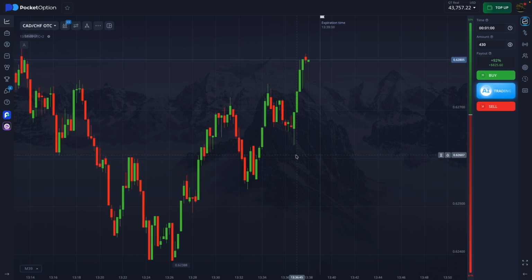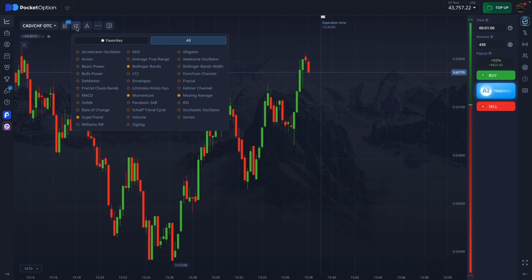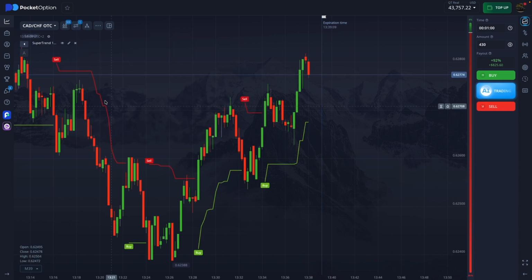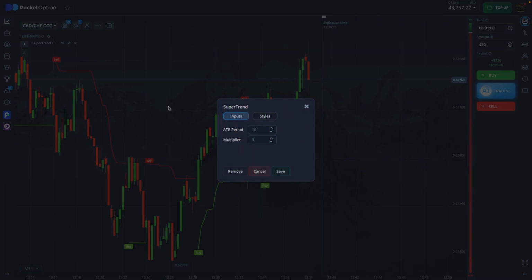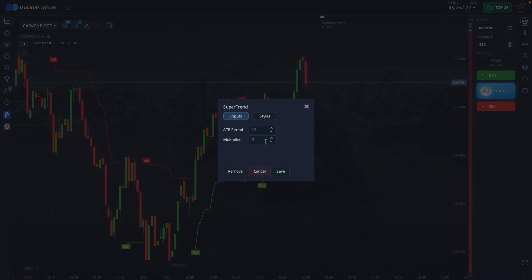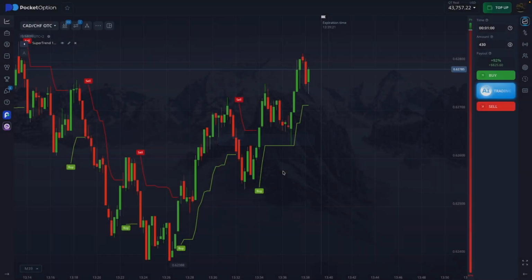So, first of all, I will add all the necessary indicators. Today, I will be using 4 indicators, and the first indicator I need today is called Super Trend. I am adding it to the chart, after which I go to the settings of this indicator, and here I set the period to 12 and the multiplier to 2.2. After that, without changing anything in the style, I simply close the settings window of this indicator.